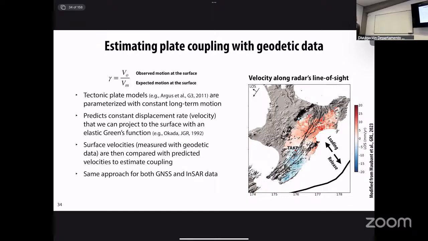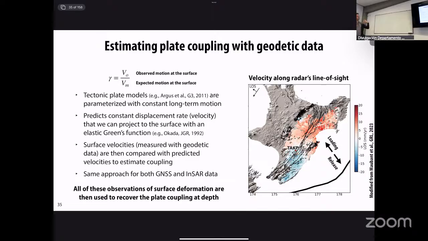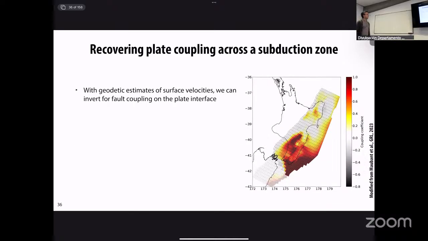We can do the exact same thing for the radar or InSAR data, where instead of vertical, north-south, and east-west motion, we're looking at motion in and out of the line of sight vector from the satellite as it goes past and takes the radar image. Then we can take all of these observations together and invert them in a standard inversion for slip at depth. That can be as little or as complicated as you'd like. And we can resolve this map of plate coupling across the plate interface. So here what you're looking at in colors, from 0 to 1, is the plate coupling.